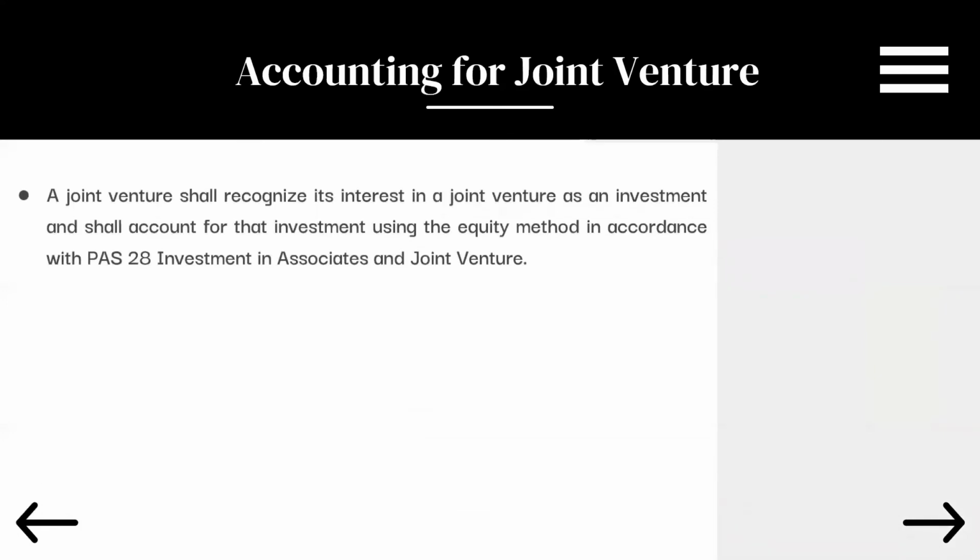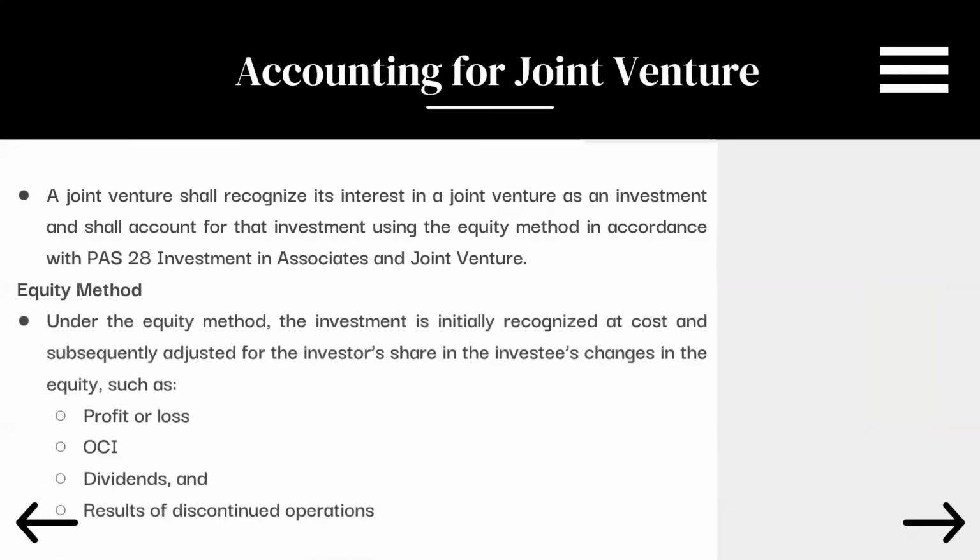So, a joint venture shall recognize its interest in a joint venture as an investment and shall account for that investment using the equity method in accordance with PAS 28, Investments in Associates and Joint Ventures. So obviously, i-account natin ang joint venture under PAS 28 using yung one-line consolidation method or yung tinatawag na equity method. So bakit tinawag na one-line consolidation to? Kasi isa lang yung account na mini-maintain mo or ina-adjust mo sa movements ng equity ng joint venture mo.